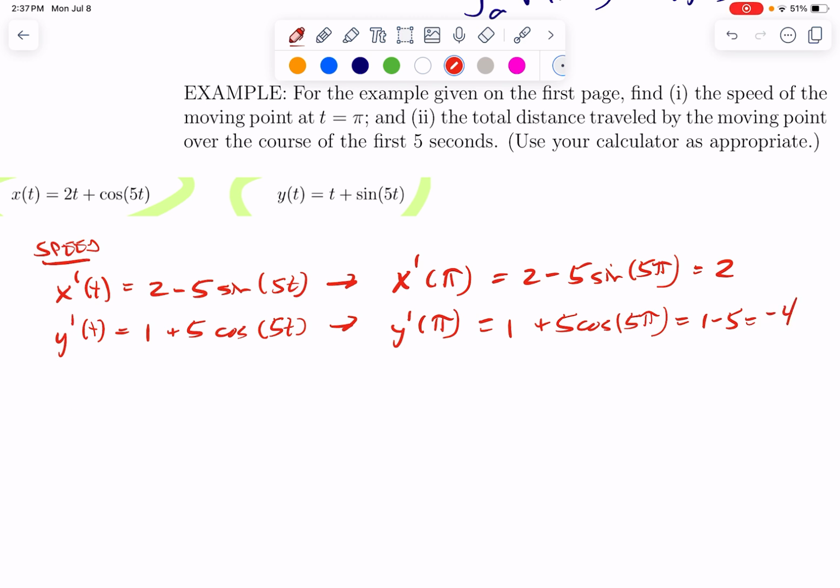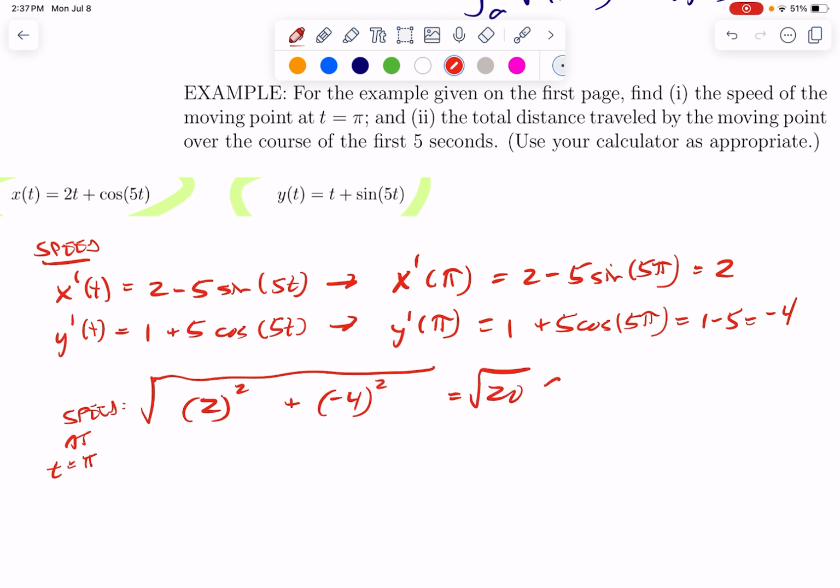And so our speed at that particular time would be the square root of the rate at which x is changing squared plus the rate at which y is changing squared. So that's root 20, and let's just get a decimal there. It's about 4.472. And I don't have units on this. We're doing this in just pure units.